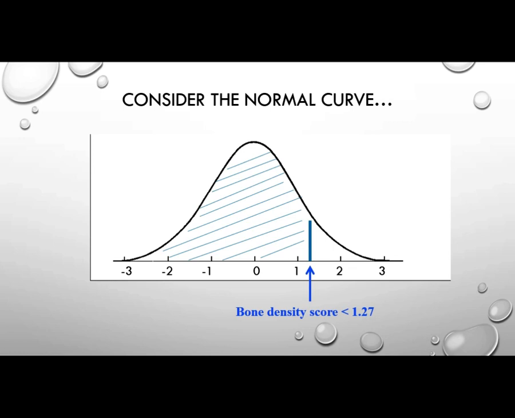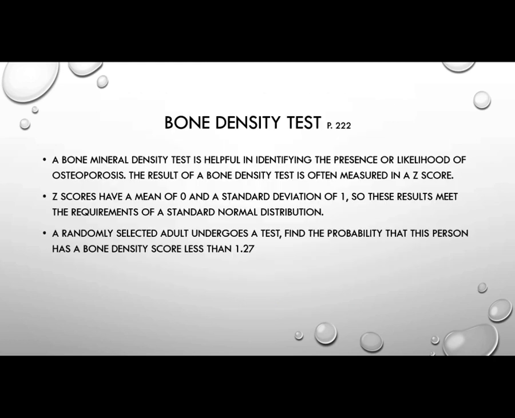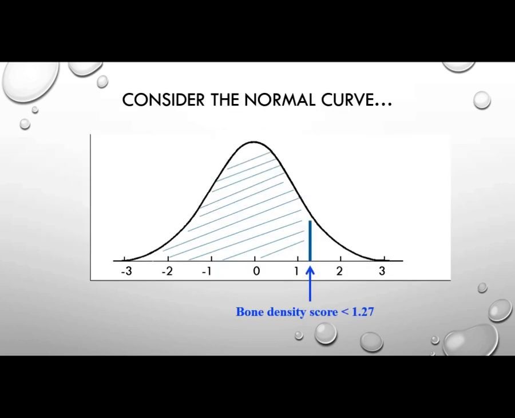So we always are going to want to start these by drawing a normal curve. So we just draw a normal curve, it doesn't have to be perfect. And we place it approximately here at 1.27. We're looking at area to the left because it's less than 1.27, and we want to know how much probability is in that section of the normal curve, because that will correspond to how much probability that the person has a bone density score less than 1.27.